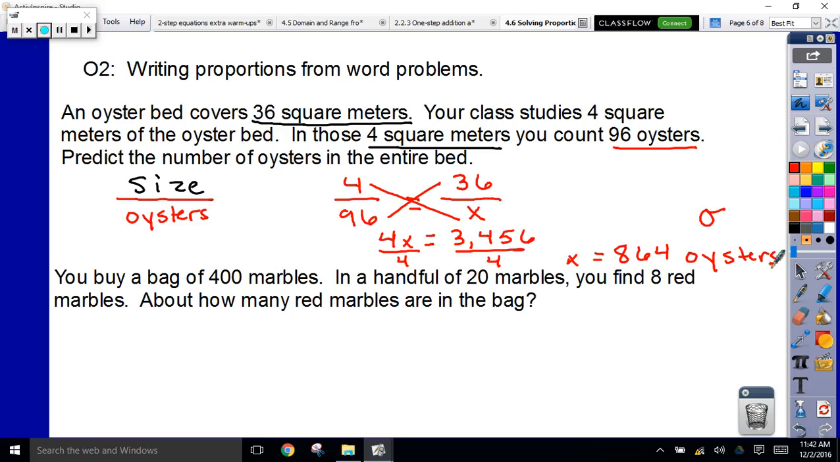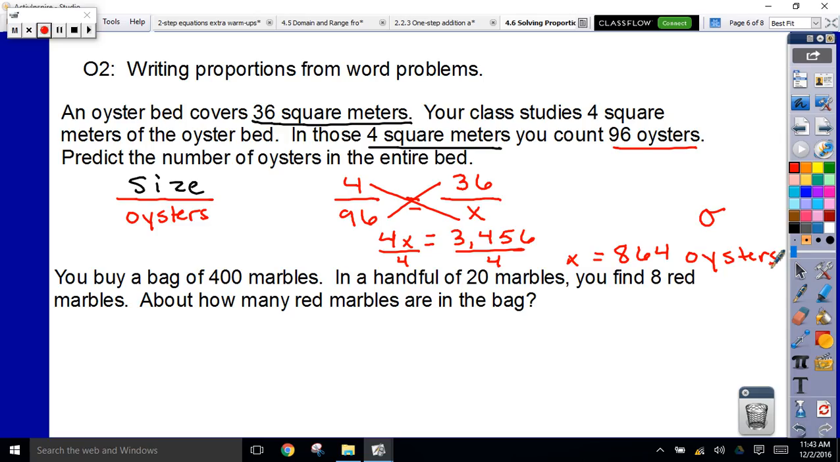Now, something else I want to mention. You could also have done this problem the other way. You could have put oysters on top and size on the bottom, as long as you did it to both sides of your proportion. It would be okay. Yes? Couldn't you just get the answer by dividing 36 by 4? Because then you would be getting equivalent fractions. Yes, you could. Wait, dividing 36 by 4? No. Times 9. Yeah, you could do that one.